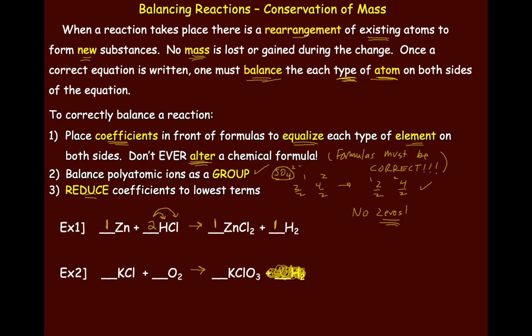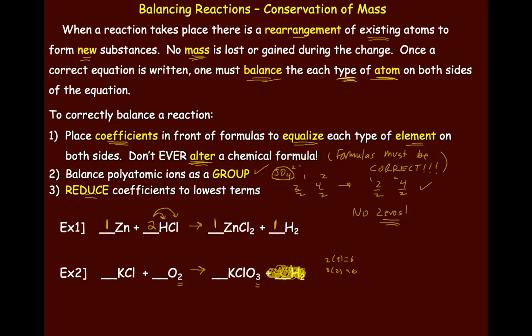So we have 1K, and we have 1K. We have 1Cl, we have 1Cl. Okay, now it appears that we have a problem here because we have 2 O's and 3 O's. So we have to find something that would make them equal, a coefficient that would make both of these equal. So 6 is probably a good one, right? Because if you take 2 and you multiply it by 3 and 3 multiplied by 2, you can get 6, and that would equalize us out, right?